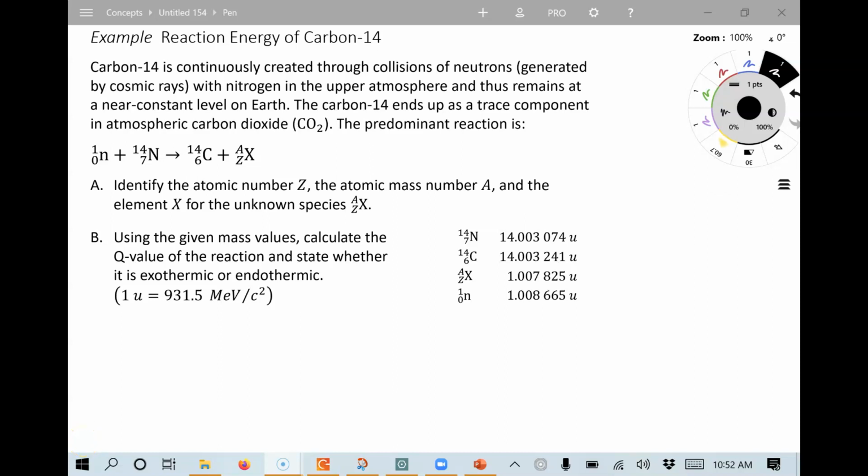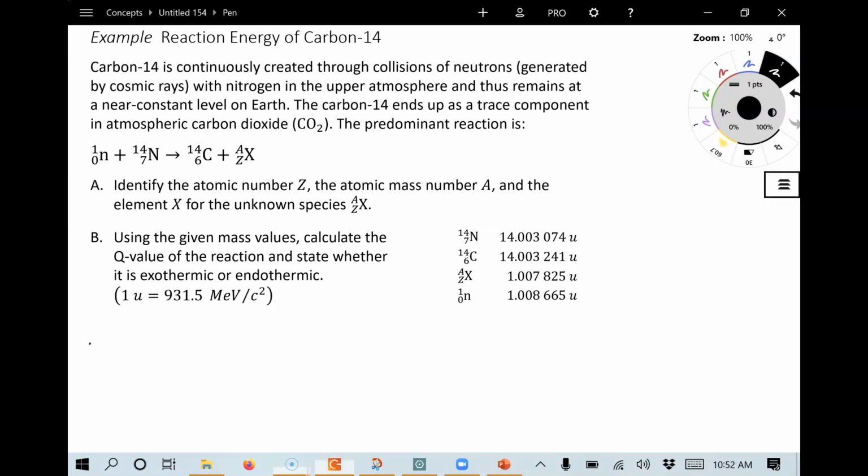Hi, this is an example problem about the reaction energy of carbon-14 from chapter 32 on nuclear physics. This gives us a reaction which occurs up in the atmosphere, where a neutron is captured by a nitrogen nucleus, and in turn there's a reaction that generates a carbon-14 nucleus plus another unknown nuclear species, which we need to determine in part A.